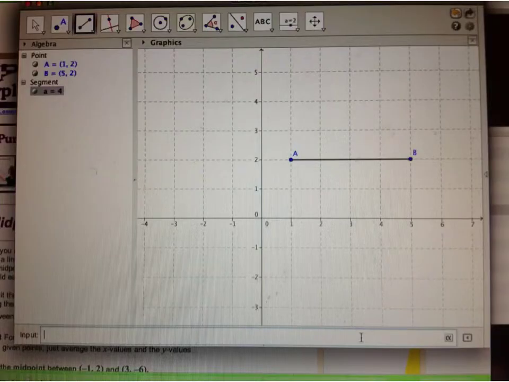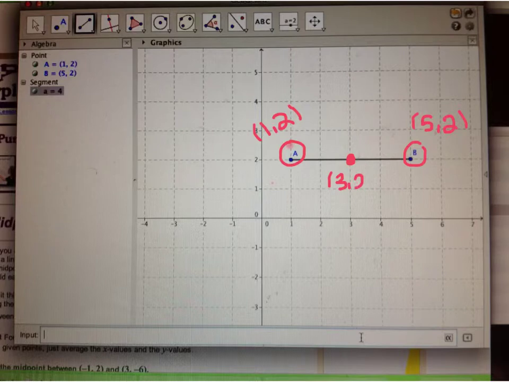Alright, so now we're going to look at 2 points on a graph. We're going to try and find the midpoint of point A, which is 1, 2, and point B, which is 5, 2. And we can see that the midpoint is right here. And by looking at the graph, we know that this point is 3, 2.